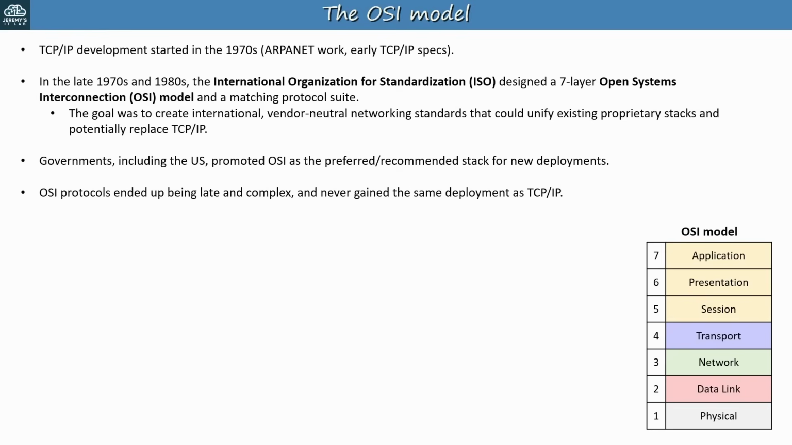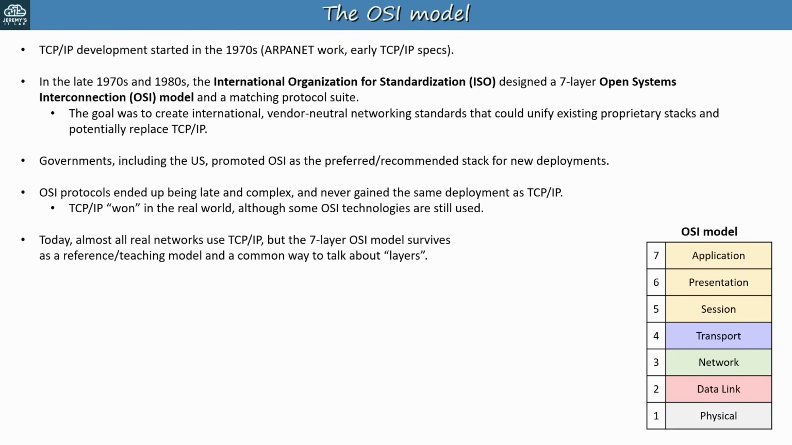Committees designed the protocols in detail, and vendors were expected to implement them exactly as specified. TCP/IP used a more bottom-up approach. In the end, TCP/IP won in the real world, although some OSI technologies are still used. Today, almost all networks use the TCP/IP protocol stack, but the 7-layer OSI model survives as a reference and teaching model, and as a common way to talk about layers.